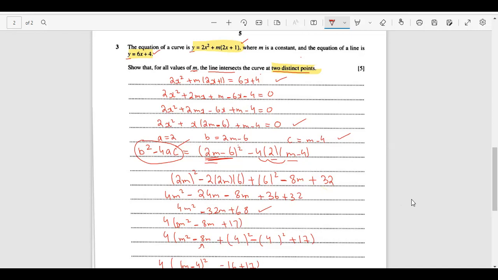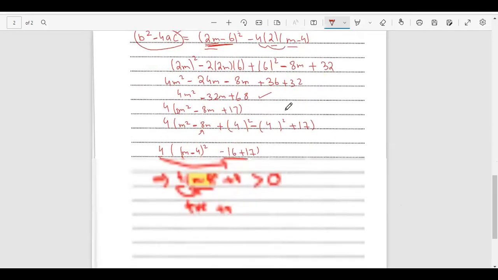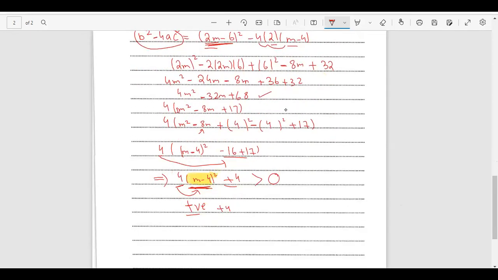Yes, Miss. Okay, Miss, got it. So it's like after every step, we write greater than 0, greater than 0? No, you are not supposed to write down greater than 0. You know why? Because you are not told that this is the case. The question says, show that the line intersects the curve at 2 distinct points. So you need to prove that by showing that b squared minus 4ac, that is basically equal to this thing, would be greater than 0.